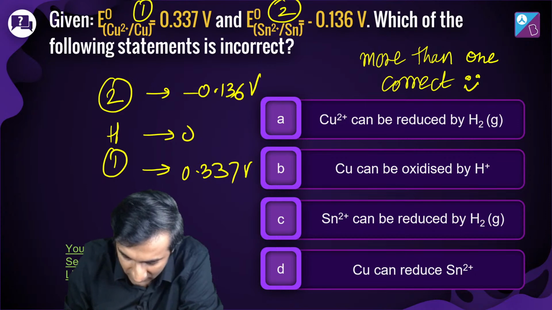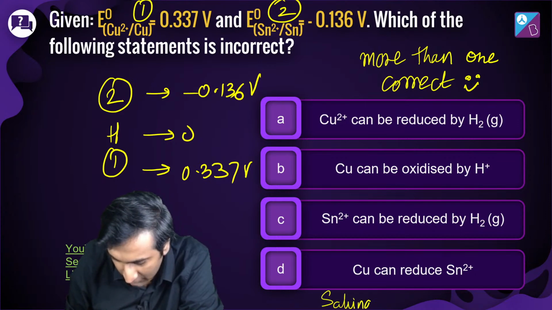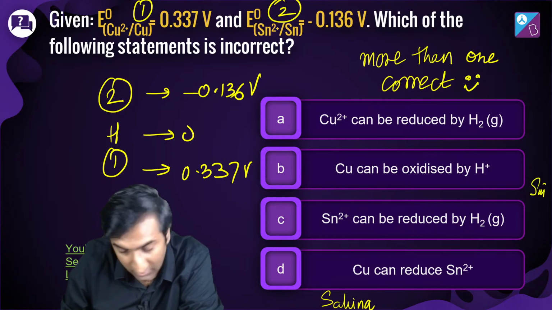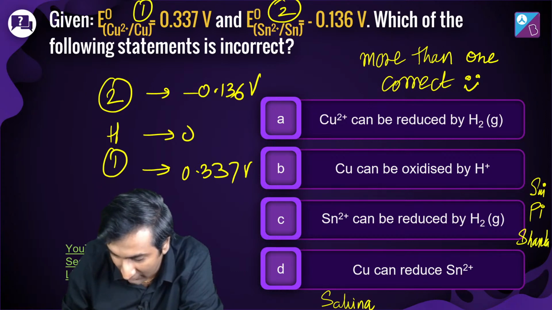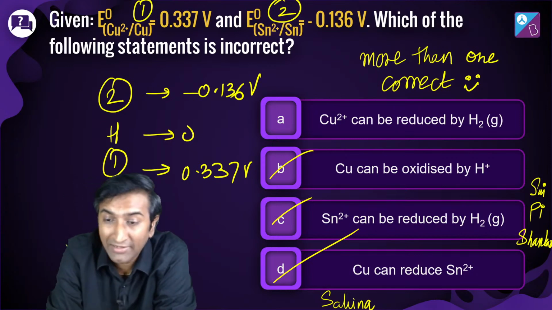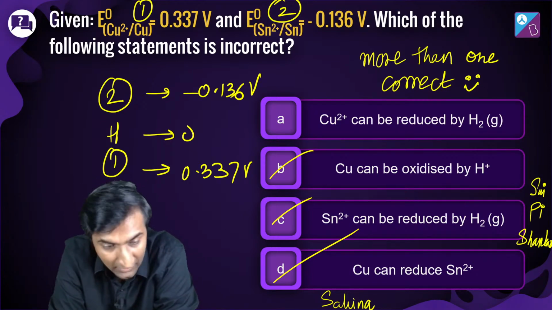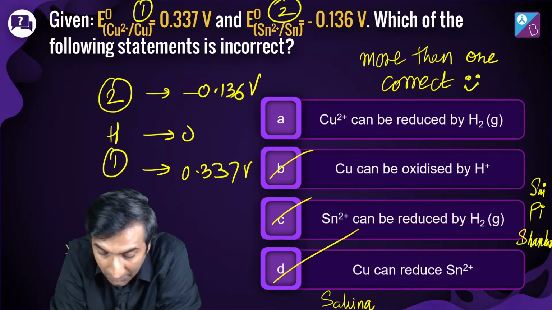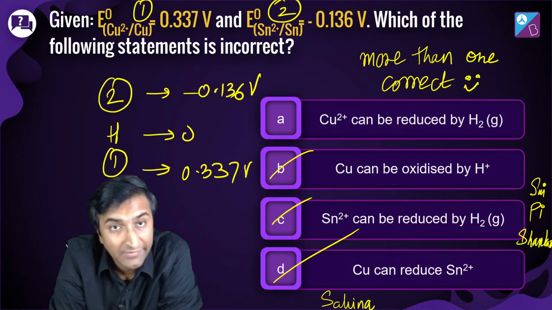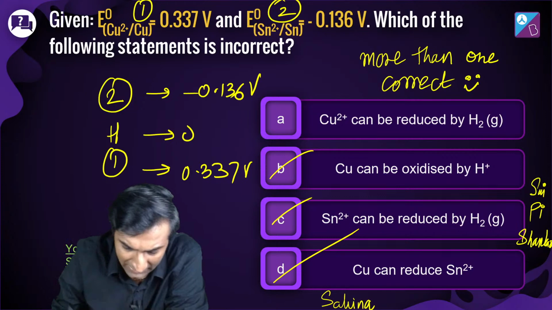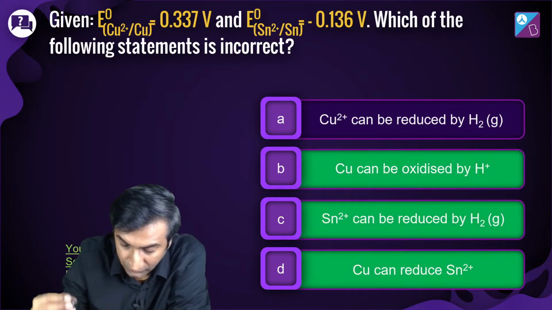Sahina is saying D. Okay. Good job on that, Sahina. But I think we may have more things that are correct. Sai and Pi and Shankar are all saying B, C, and D. And I'm quite inclined to go with all three of them. Absolutely right. B is wrong, Sahina. Okay, let's see. Copper can be oxidized by H plus. Sahina ji, I think B is correct. I'll tell you why. B, C is correct. I'll take some space to write down.